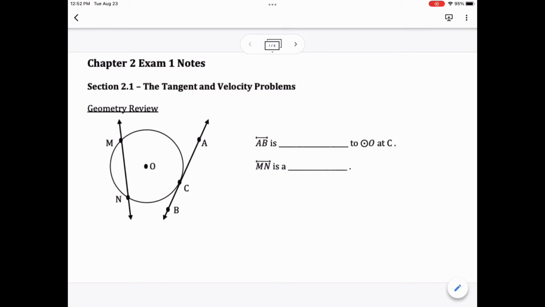Today's lesson is over section 2.1, the tangent and velocity problems. To start off with here, we want to do a little review.